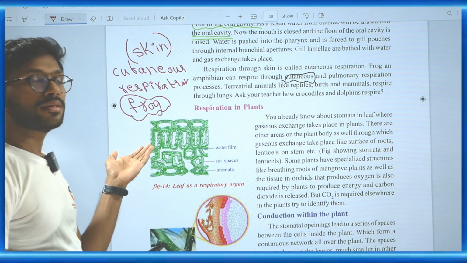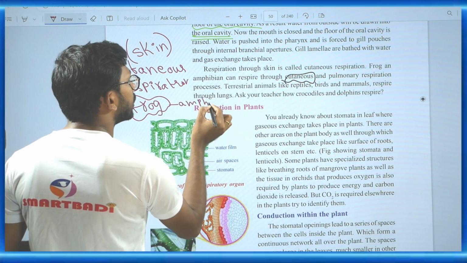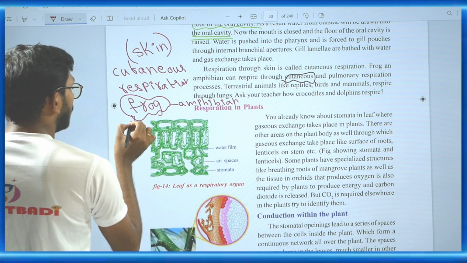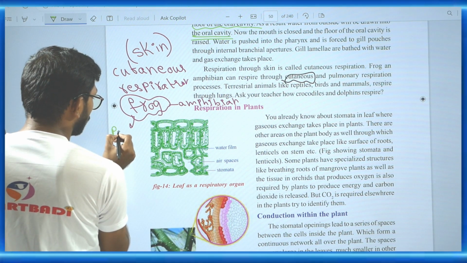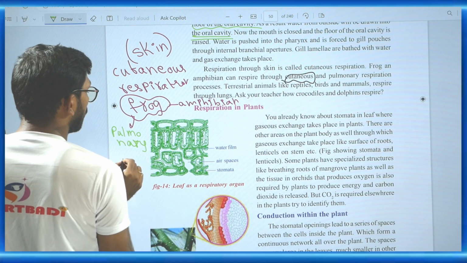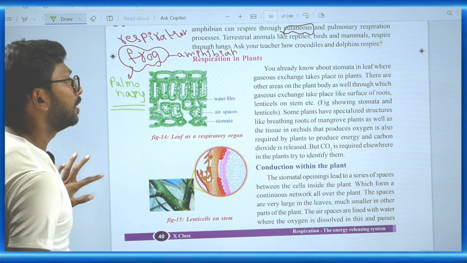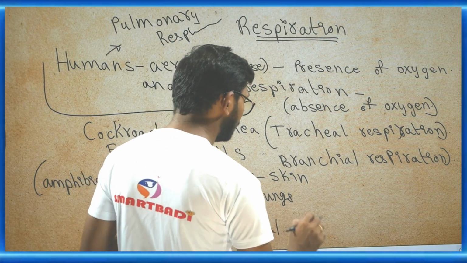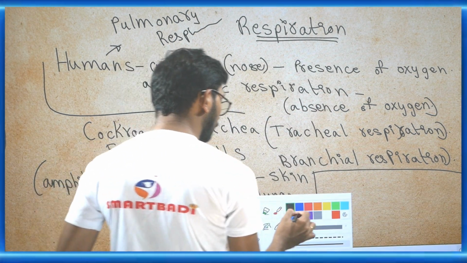Whereas if the frog is present on land, as the frog is an amphibian, then the respiration that occurs is normally pulmonary respiration. This is about the types of respiration in lower organisms. Apart from lower organisms, we have another topic, respiration in plants. So here, let me write about the frog.